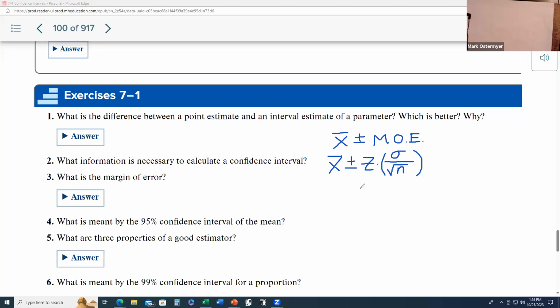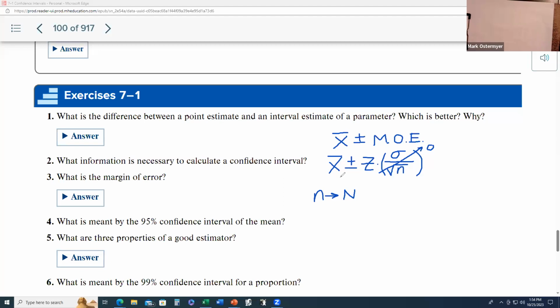Now, an interesting thing occurs here as n gets larger and larger. As n, the sample size, approaches the population size, this standard error is going to get smaller and smaller. And as the sample size grows larger and larger, this standard error is going to approach zero. And so the size of your confidence interval is going to get more and more narrow.